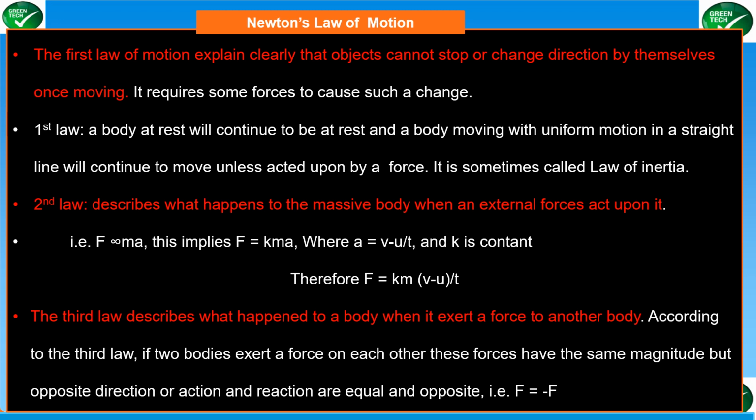On the other hand, the third law describes what happens to a body when it exerts a force on another body. According to this third law of motion, if two bodies exert a force on each other, these forces have the same magnitude but are opposite in direction. In other words, we can simply say action and reaction are equal and opposite.